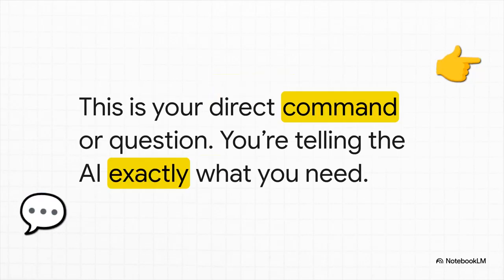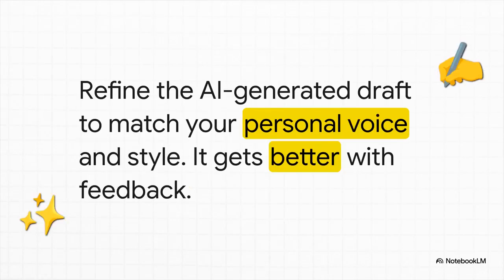Next, we have prompt. This is the main event, the core task. After you've done your priming, this is your direct command. Write me a listing description. Create a social media caption. It's the specific action you want the AI to take. Simple as that.